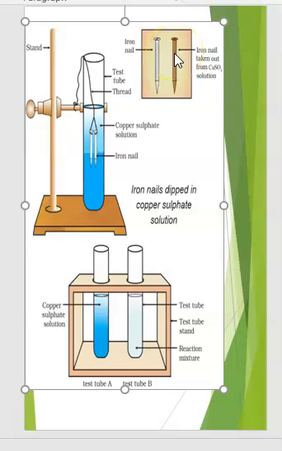But before doing this activity, we have to make sure that the iron nail is not rusted. And if it is rusted, we first need to remove the rust with the help of a sandpaper. So, here again, what's important? A more reactive element displaces the less reactive element from its solution.